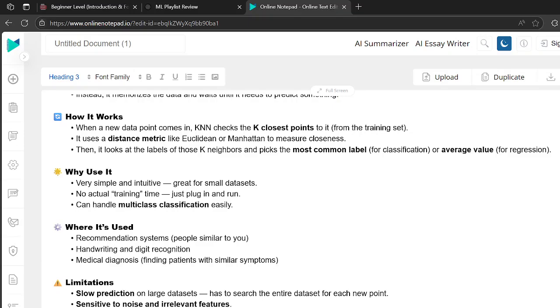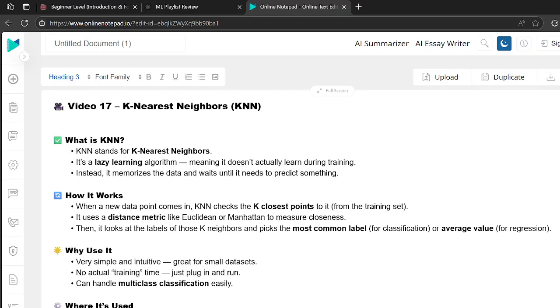So that were some points about the KNN algorithm.